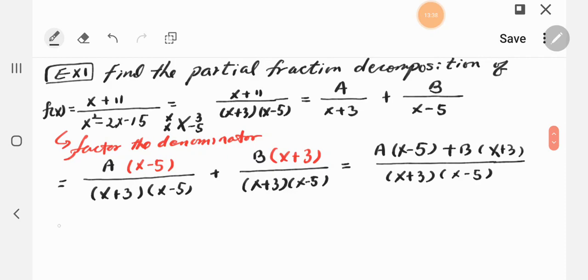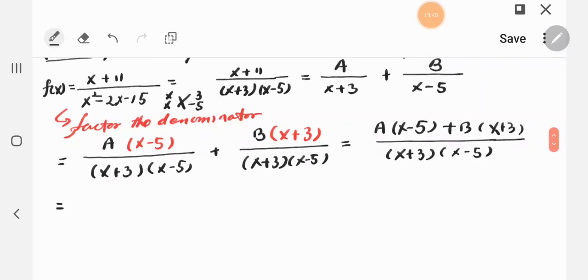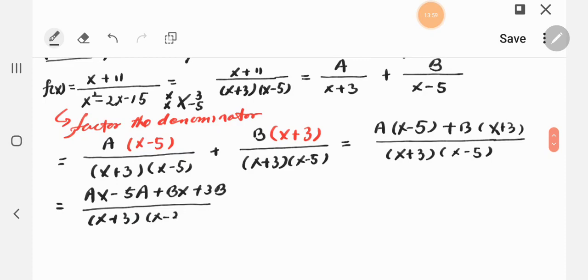Okay, we are getting close. Let's keep going. And then rewrite and simplify the numerator. Ax minus 5a plus bx plus 3b over x plus 3, x minus 5.